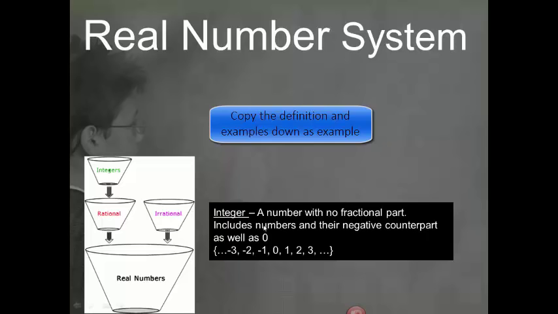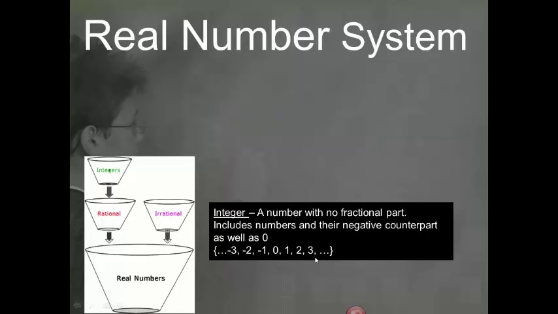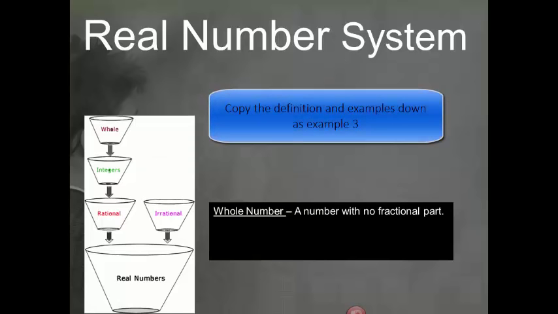These are examples right here of integers, and go ahead and copy those down as well. The next thing is whole numbers. Whole numbers are a number with no fractional part and no negatives. Does include 0. Copy that down.